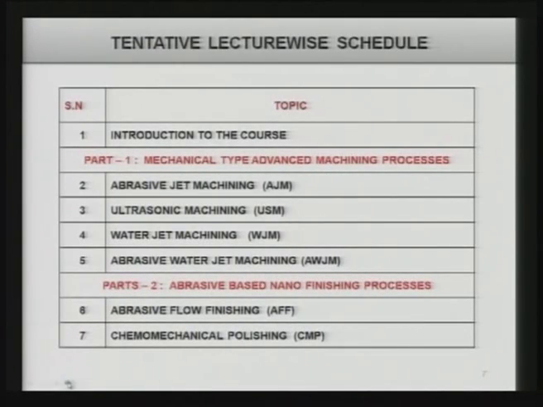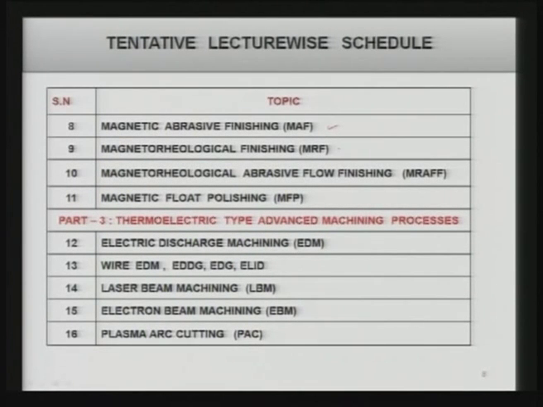Now, what are the various chapters that are going to be covered in this particular course on advanced machining processes? First one is the introduction to the course. Part 1 will deal with the mechanical type of advanced machining processes, which includes abrasive jet machining, abbreviated as AJM. Second is ultrasonic machining, USM, water jet machining, WJM, abrasive water jet machining, AWJM. Part 2 of this course deals with abrasive based nano finishing processes: abrasive flow finishing, chemomechanical polishing, magnetic abrasive finishing, magnetorheological finishing MRF, magnetorheological abrasive flow finishing MRAFF, and magnetic float polishing.